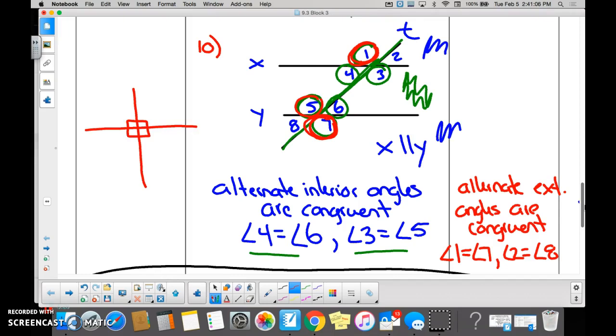Okay, just for fun, since we didn't do much with it, what kind of lines are those? Perpendicular. Take out a piece of paper and a pencil.